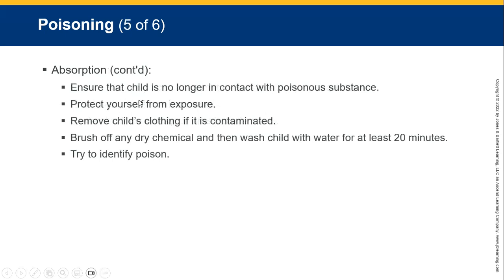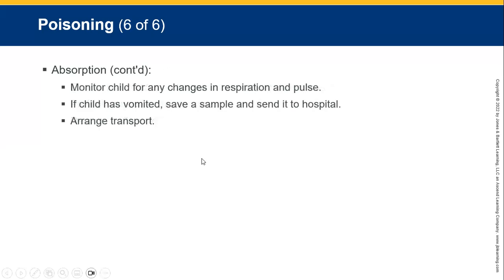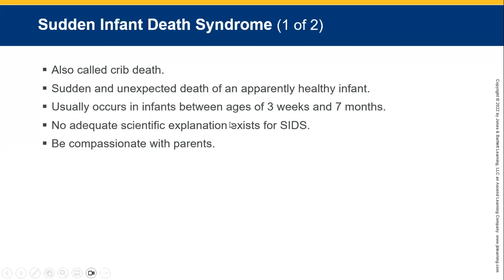Ensure that the child is no longer in contact with the poisonous substance. Protect yourself, obviously, from the poison. Remove the child's clothing if it's contaminated. If the patient has got a dry chemical powder on them, brush them off and try and rinse with water, rinse with water for at least 20 minutes. If we can identify the poison, all the better. Monitor for changes in respiratory status, ABC. If the child has vomited, save a sample and send it to the hospital, arranging rapid transport.